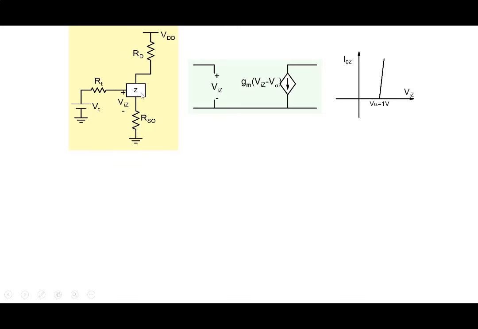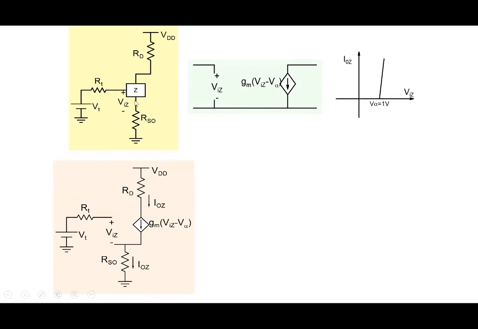So the DC circuit is like this, and this element Z that you see here has these characteristics. From the input side it is an open circuit, and from the output side it is a dependent current source with the value Gm (Viz minus V alpha). The moment Viz is greater than V alpha, this is the current flow here. So let's take this model and plug it into our circuit. So this is what we obtained.